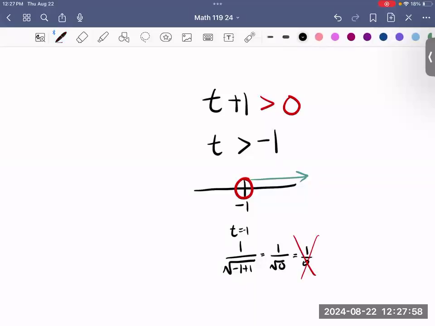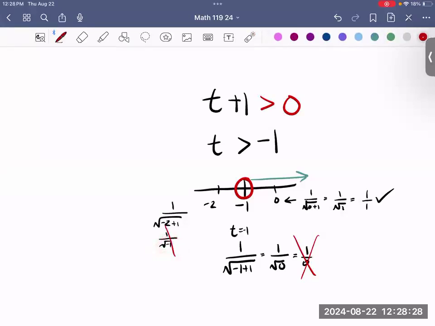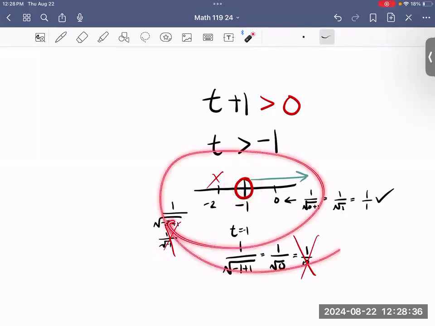You can also try it on either side. You could do 0 over here. 1 over the square root of 0 plus 1, 1 over the square root of 1, 1 over 1. And that's a real number. Try it again. 1 over square root of -2 plus 1 is 1 over square root of -1. You now have a negative underneath the square root. Again, not okay. So this side does not work. So figure out what your threshold value is, and you can always test values that are around it.